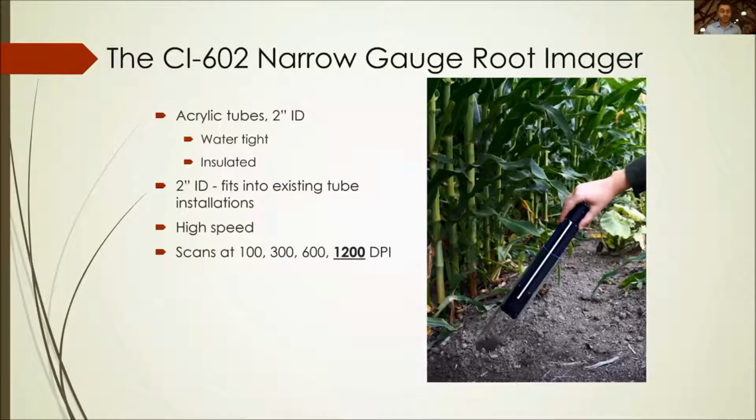The 602 advancement is 2 inches in diameter as opposed to 2.5. It's also watertight and insulated. The 2 inches fits into some existing installations for some older minirhizotron systems. It's also a little bit higher speed, so we're able to get scans at 100, 300, 600, and 1200 DPI, which has had a really interesting effect on some of the research done on mycorrhizae and pathogens.